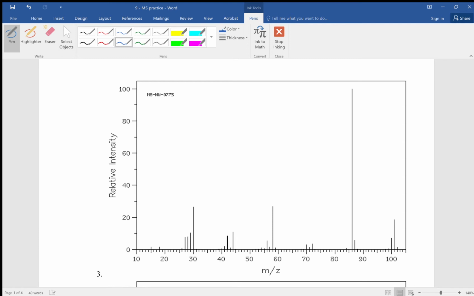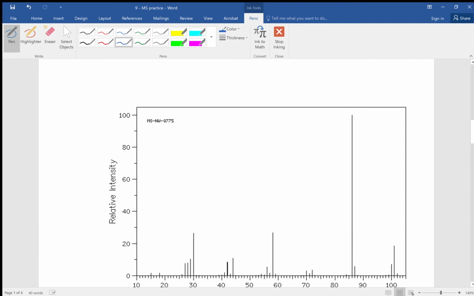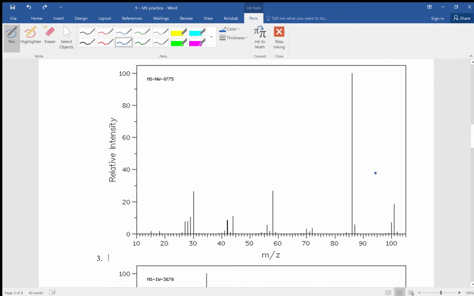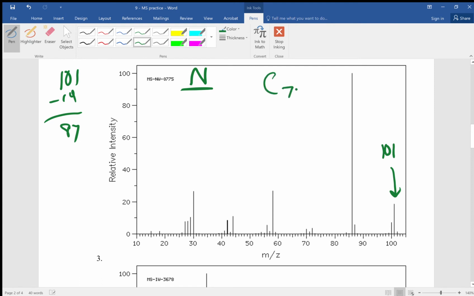All right, number 3, our parent peak is here at 101. Well, 101 is an odd number. That tells us we have a nitrogen in this molecule. That leaves us with 87. If we went to C7, we'd only have enough room left for 3 hydrogens.